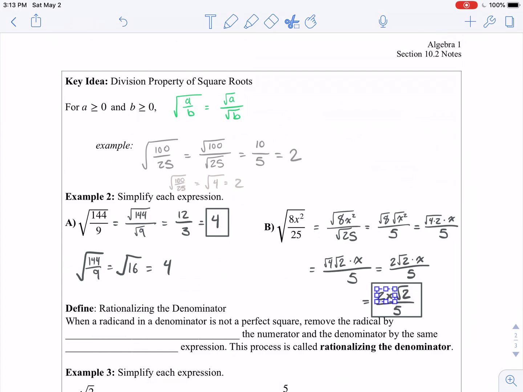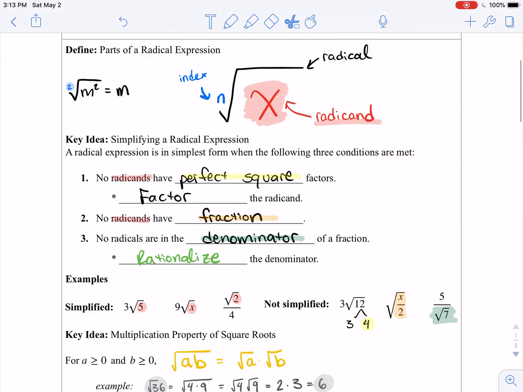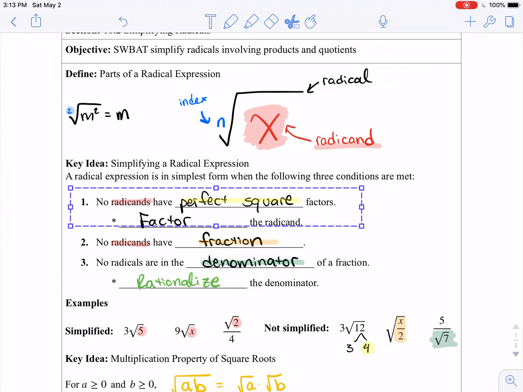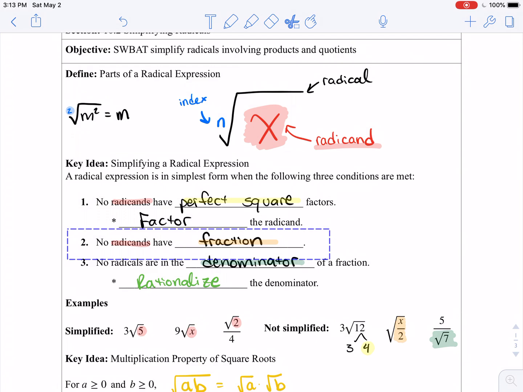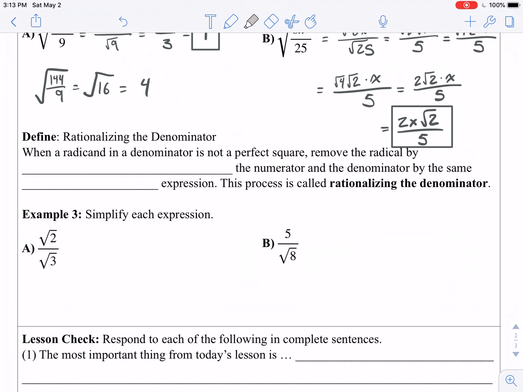So that's what happens when you have a fraction. So those are our first two conditions met. We got all of our perfect squares out of the radicand. There's no fractions underneath our radical, but what happens when you have a radical in your denominator? How do you get rid of that? We're going to do a process called rationalizing the denominator.